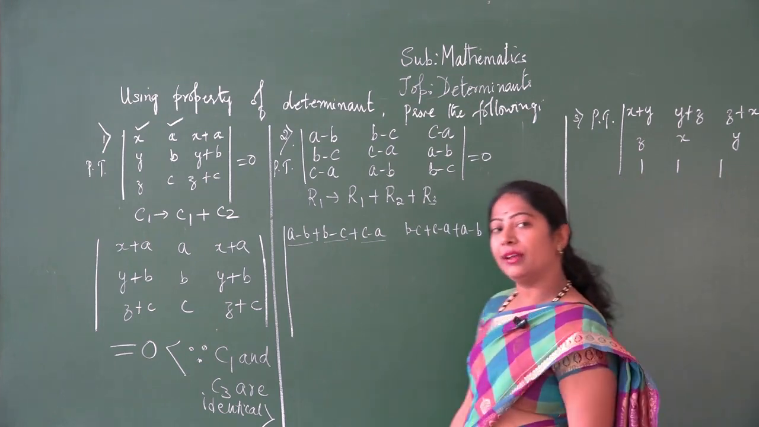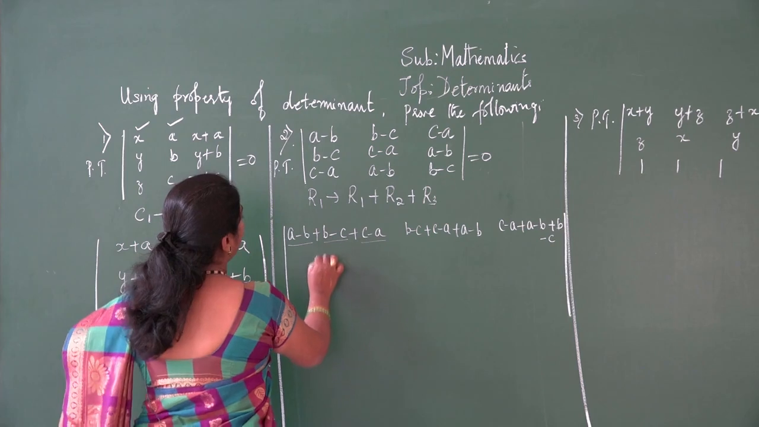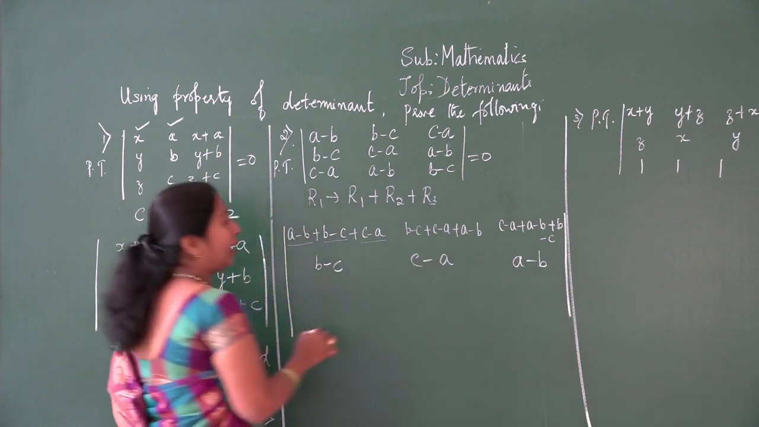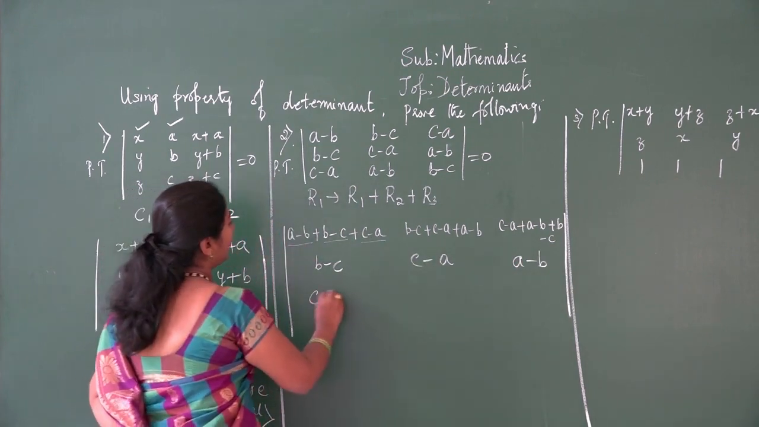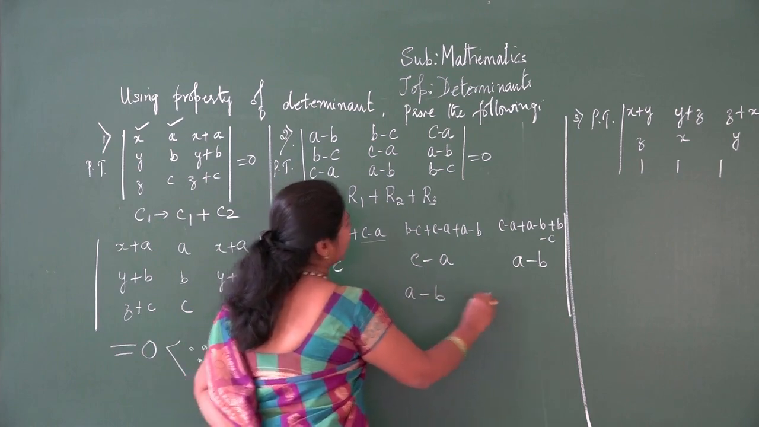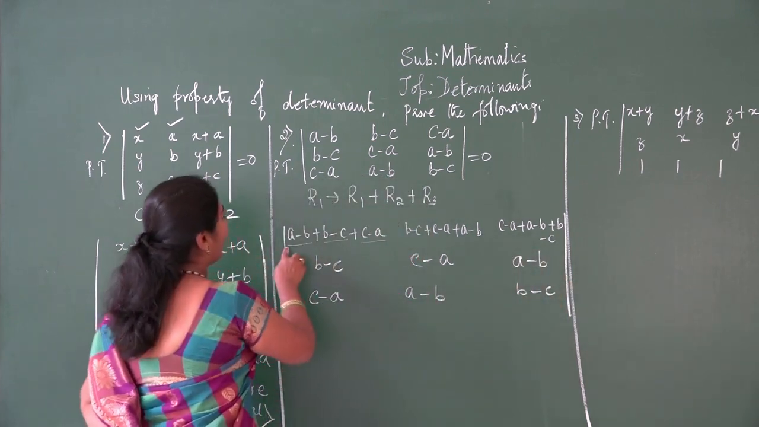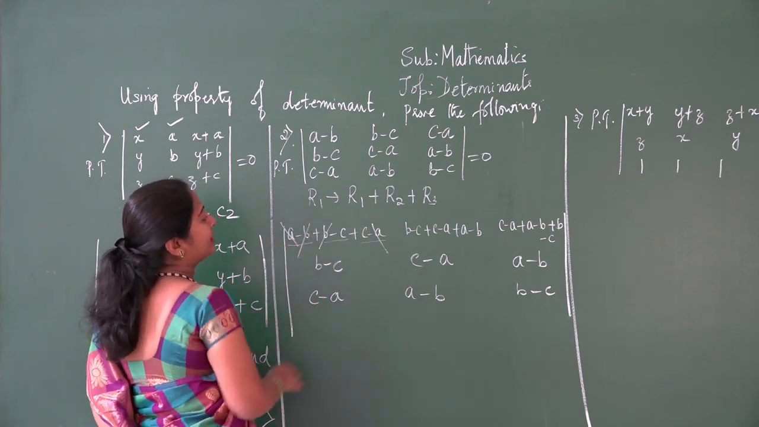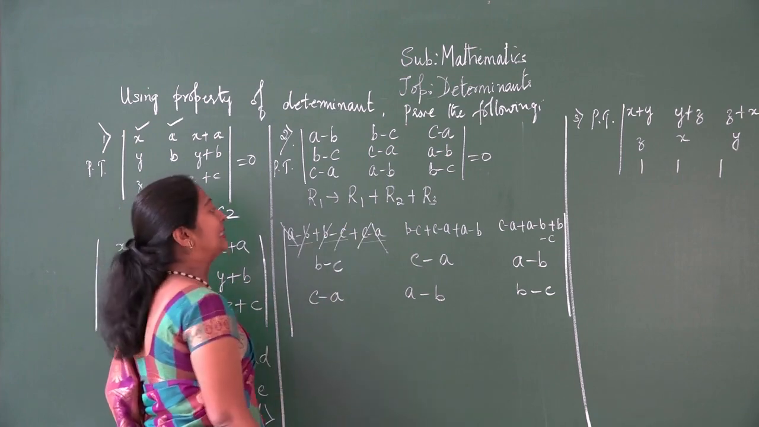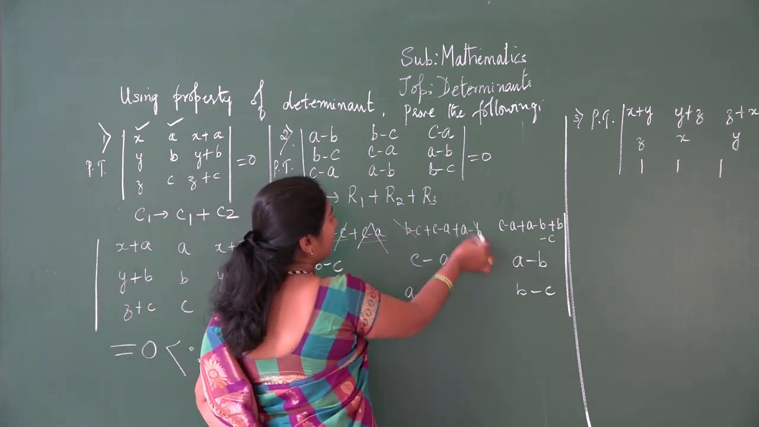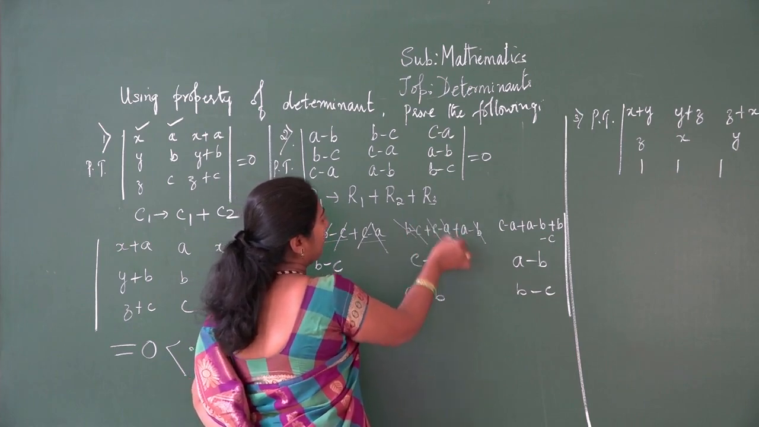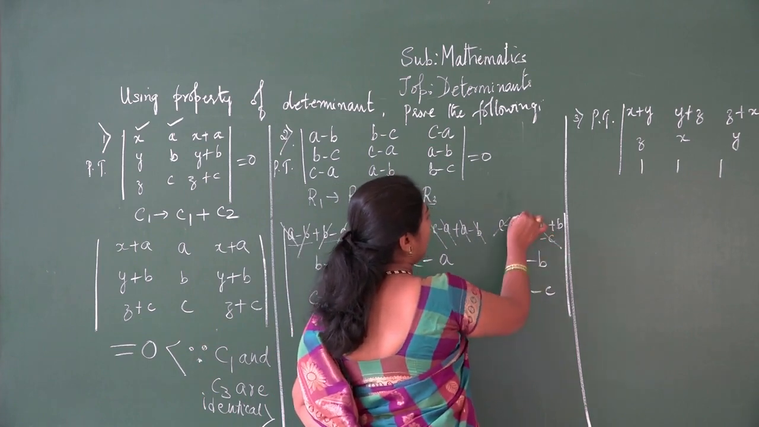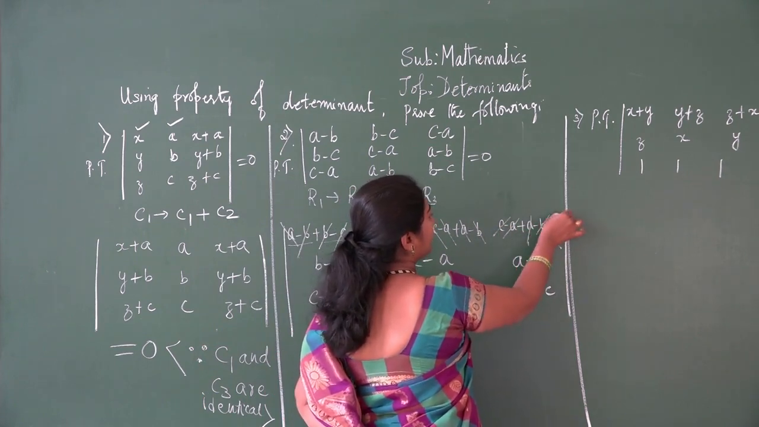R2 and R3 remain the same. So, what is R2? B minus C, C minus A, A minus B. R3 also remains the same. What is R3? C minus A, A minus B, B minus C. When you observe, plus A minus A gets cancelled in R1, minus B plus B gets cancelled, minus C plus C also gets cancelled. Similarly, plus B, minus C plus C, minus A plus A. When you observe the third term, plus C, minus A plus A, minus B plus B.